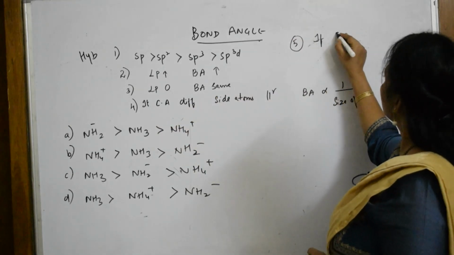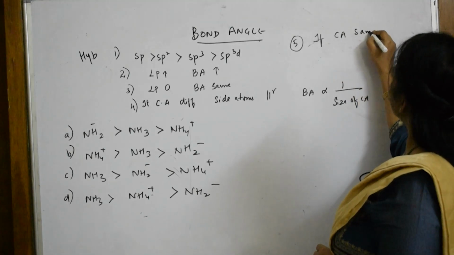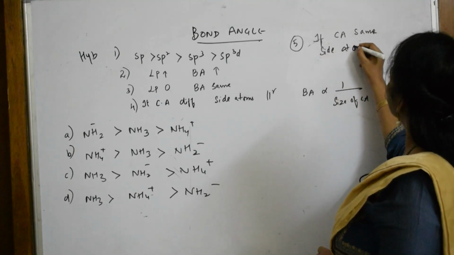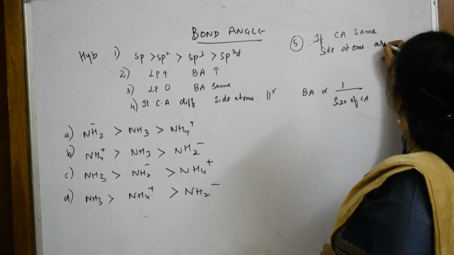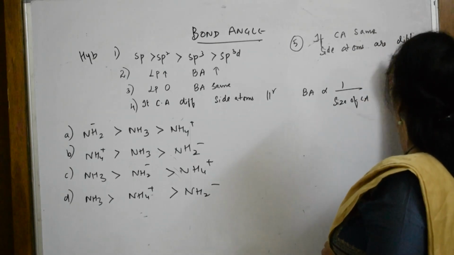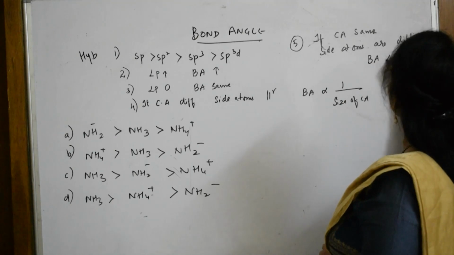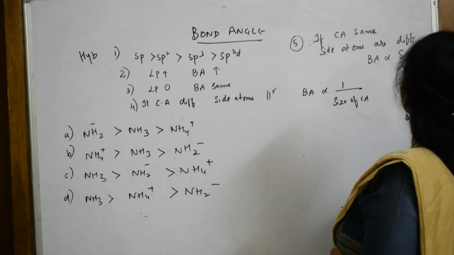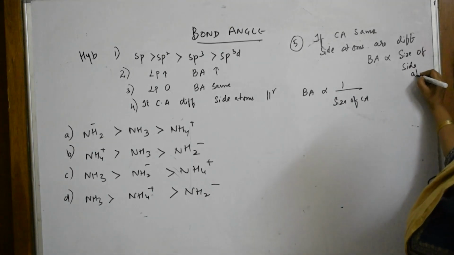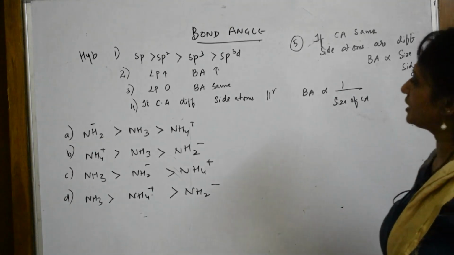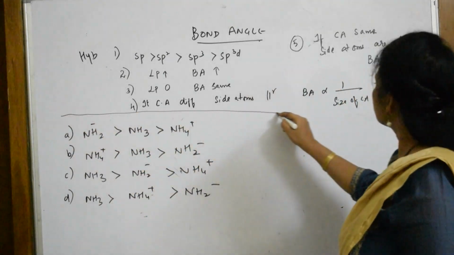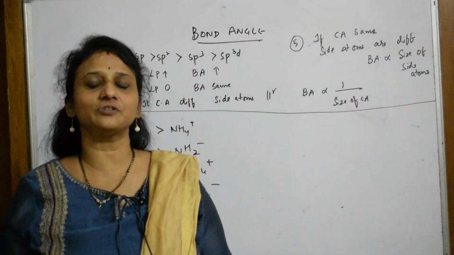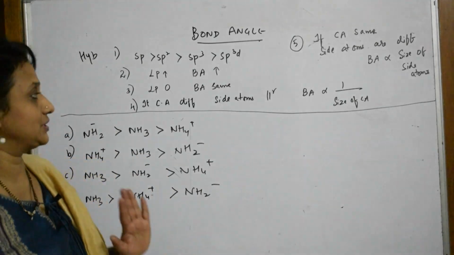Now I'm writing, if the central atom is the same and the side atoms attached are different, then what will happen? Remember, your bond angle is directly related to the size of the side atoms. All these concepts will cover all the bond angle questions. So with this concept, you can almost use all 5 options for solving the bond angle question. Right.